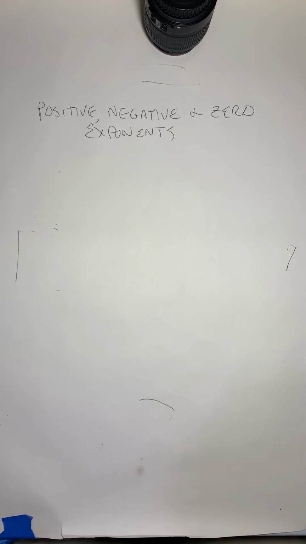Hey guys, wanted to do a kind of a quickie review of positive, negative, and zero exponents. These are something that I think seem to be a lot more confusing than they should be, and hopefully this explanation is going to help a little bit. So let's start out with something like this.